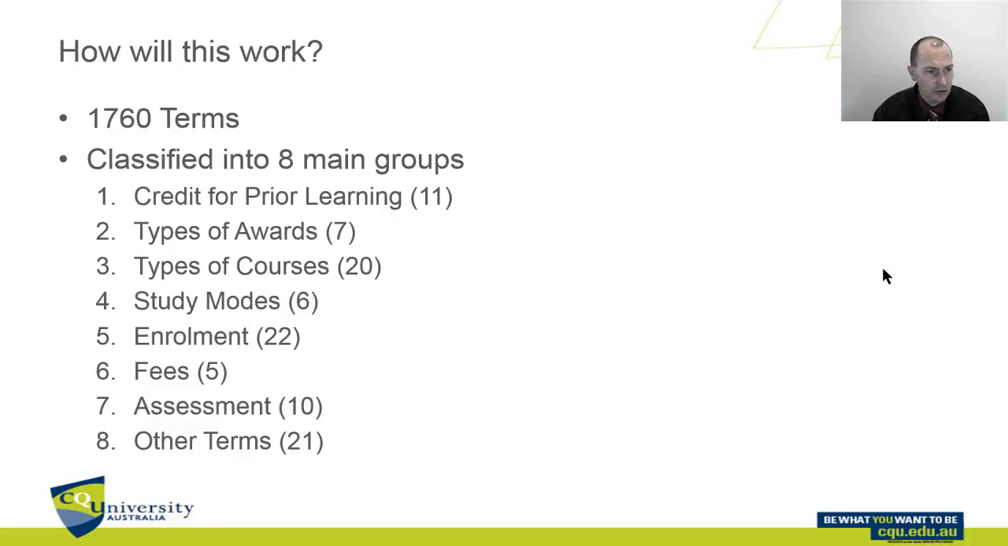And you can see there on the screen there's credit for prior learning, types of awards, study modes, enrollment, all of those. And of course number 8, there's other terms. Those are the ones that we couldn't really classify into the previous 7. And you can see in the numbers and brackets, those are the questions that we are going to ask each of the team members to complete.